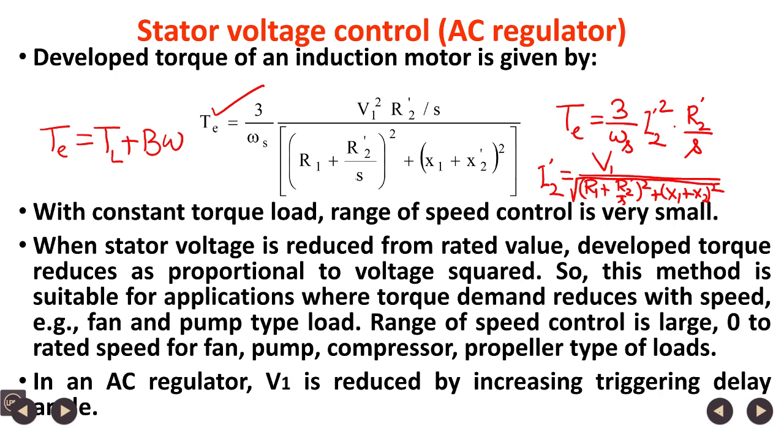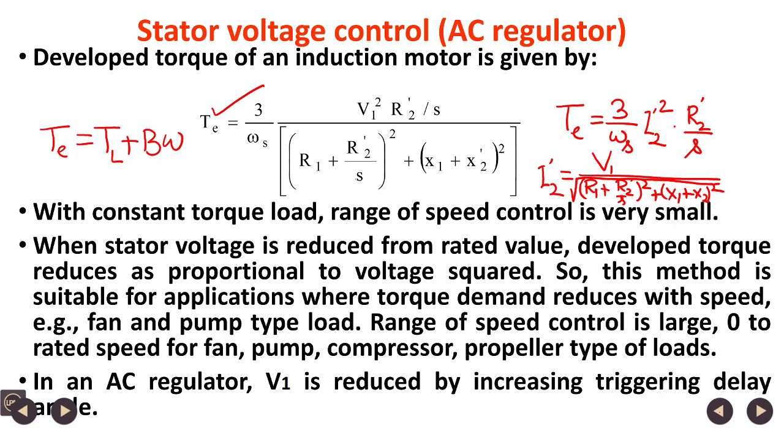So, when the stator voltage is reduced from the rated value, the developed torque reduces in proportion to voltage squared. So, this method is suitable for applications where torque demand reduces with speed, for example fan, pump, compressor, propeller. The range of speed control is large, from 0 to rated speed, and that is the advantage for both. That is why all the fans and pumps are controlled by the voltage control method.